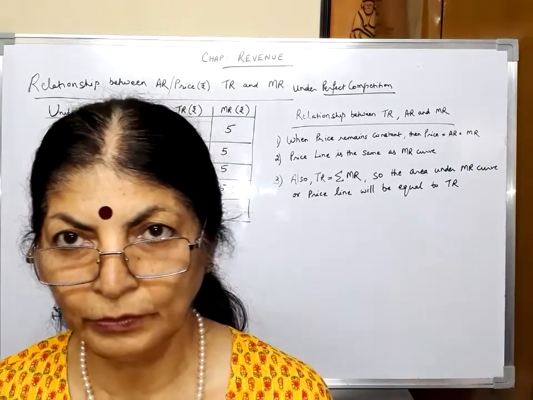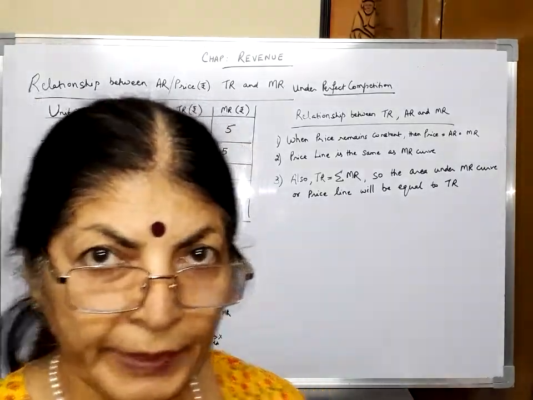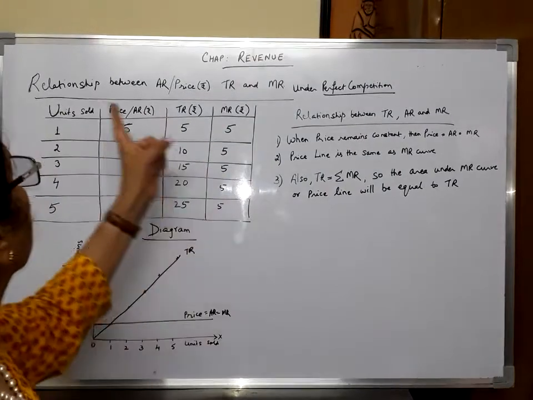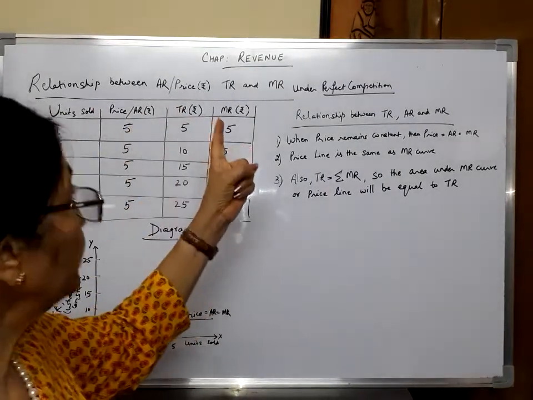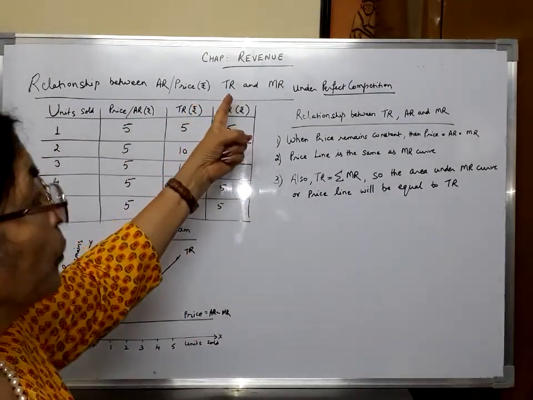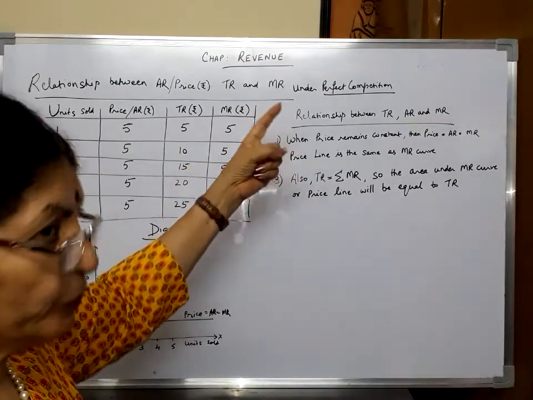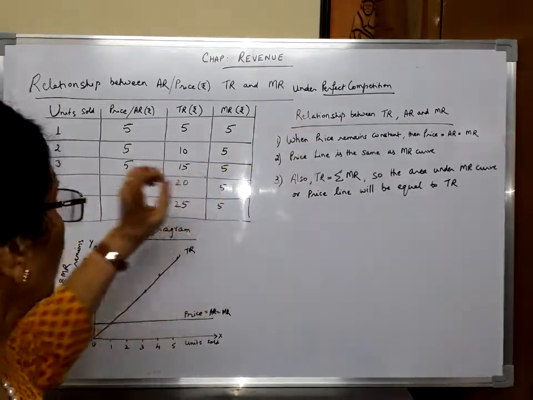Let us continue with this chapter. We have to do the relationship between average revenue, that is price, total revenue and marginal revenue under perfect competition.